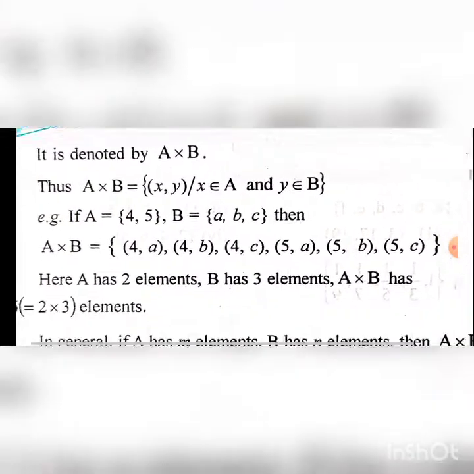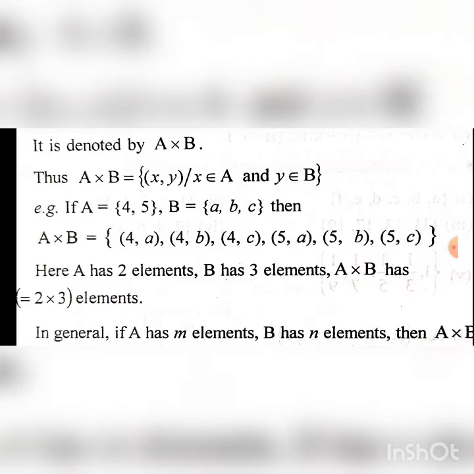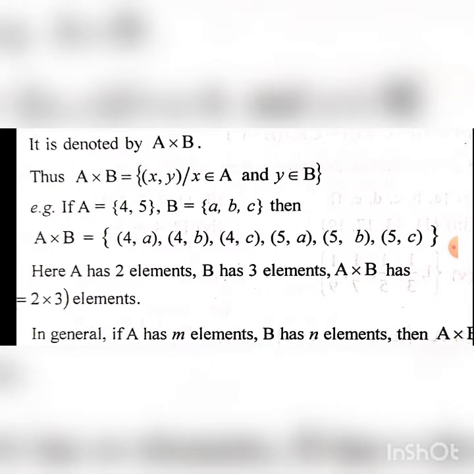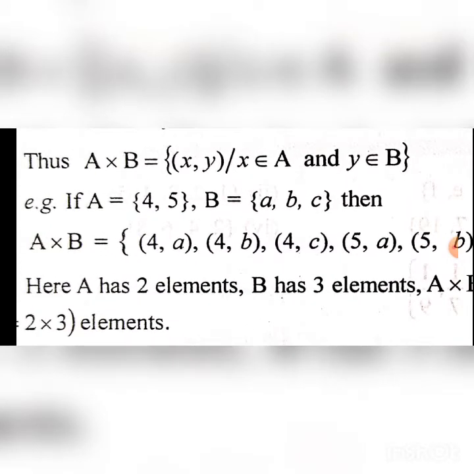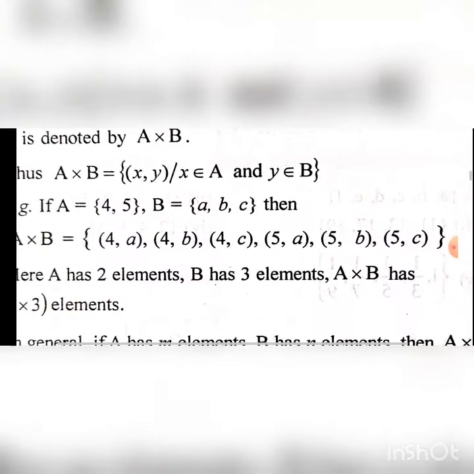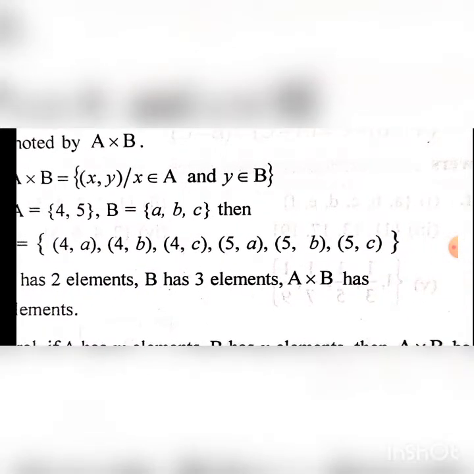Okay, so see here example, if set A equals {4, 5}, set B equals {a, b, c}, then A cross B will be what? All the ordered pairs of sets A and B as per definition. So what will be A cross B? (4,a), (4,b), (4,c), (5,a), (5,b), (5,c), means first elements of each ordered pair belong to the set A and second elements in the ordered pair belong to set B. You can see 4 and 5 belong to set A and a, b, c belong to set B.